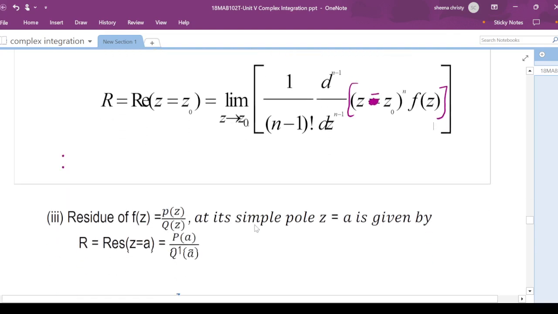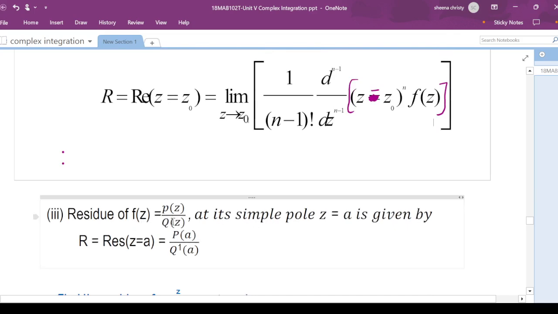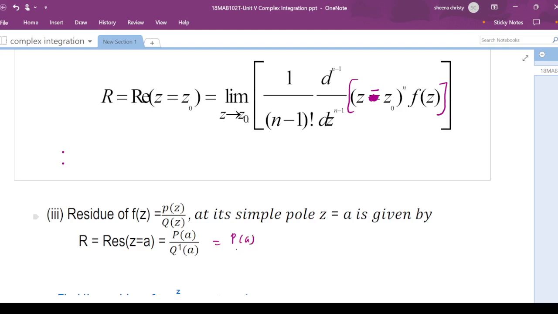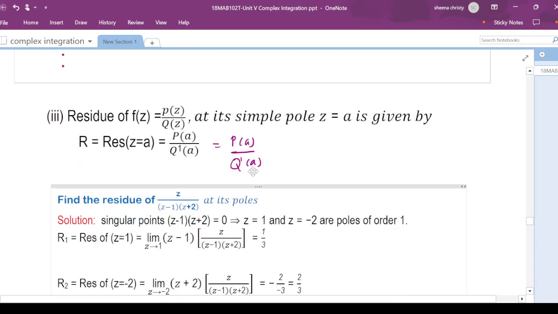In the third case, if you have the function f(z) in the form p(z)/q(z) and the pole is a simple pole at z = a, the residue is given by p(a)/q'(a), where q'(a) is the derivative of q at the point z = a.